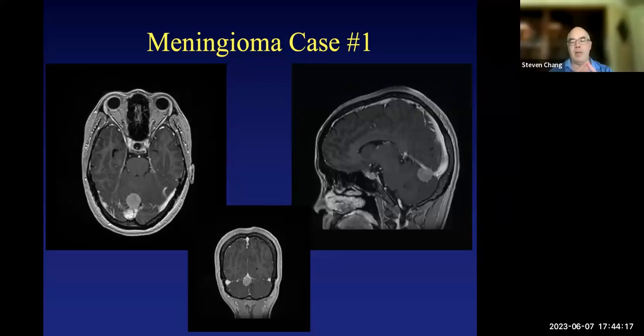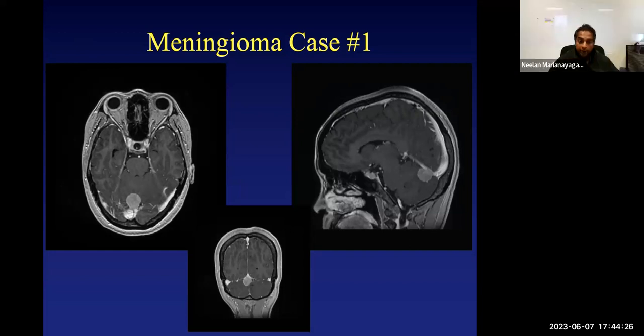Okay, are meningiomas inherited? Meaning, does this person have to worry about their kids having meningiomas? No, they're not inherited in this case. No. So you shouldn't have to worry about his kids or his family.